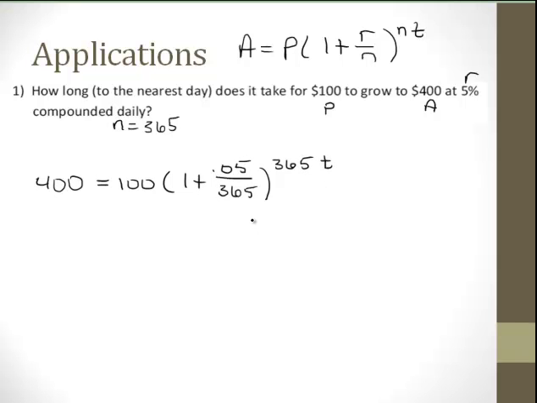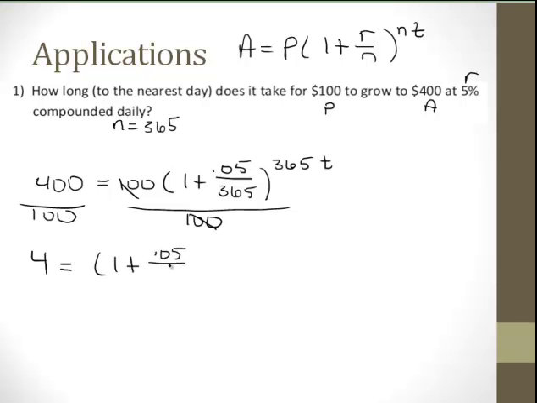So what we want to do is isolate the part that's raised to the variable. So we need to divide both sides by 100 first. That'll make these go away. And we have 4 is equal to (1 plus 0.05 over 365) all to the 365t.